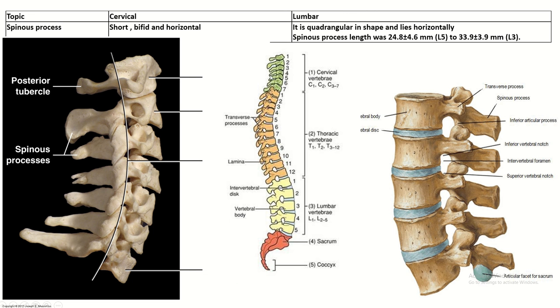The spinous process of the cervical vertebra is short, bifid, and horizontally placed, except the seventh cervical vertebra, whose spinous process is longest. The spinous process of the lumbar vertebra is quadrangular in shape, lies horizontally, and its length is about 24 millimeters to 33 millimeters.